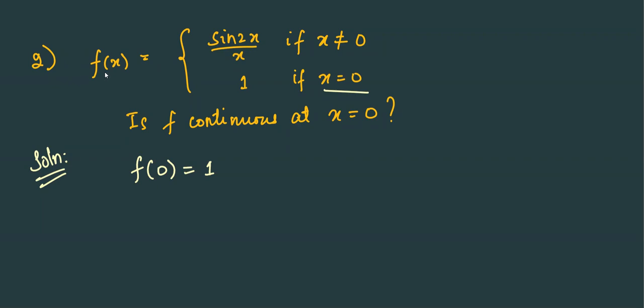So now we are solving this question. f of x equal to sine 2x upon x if x is not equal to 0, and it's equal to 1 if x equal to 0. So is f continuous at x equal to 0? At x equal to 0, the function is taking the value 1. So function value at 0 is 1.